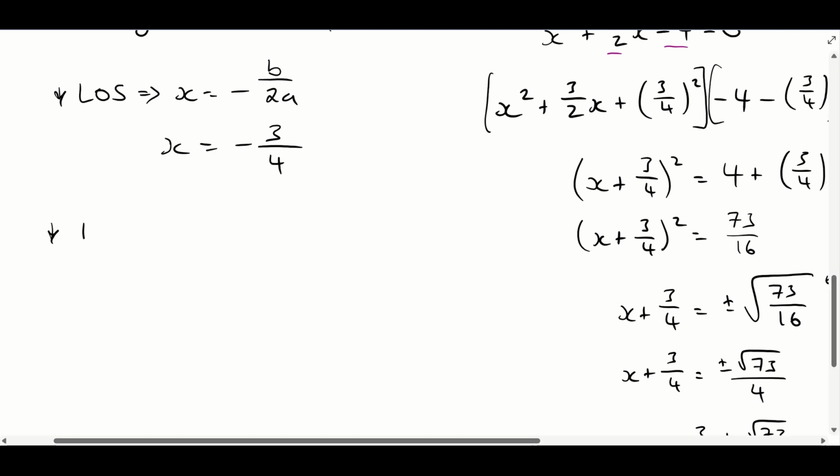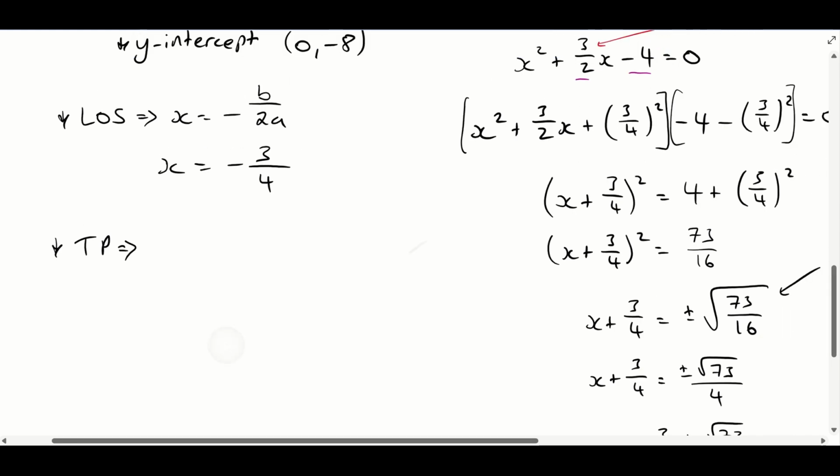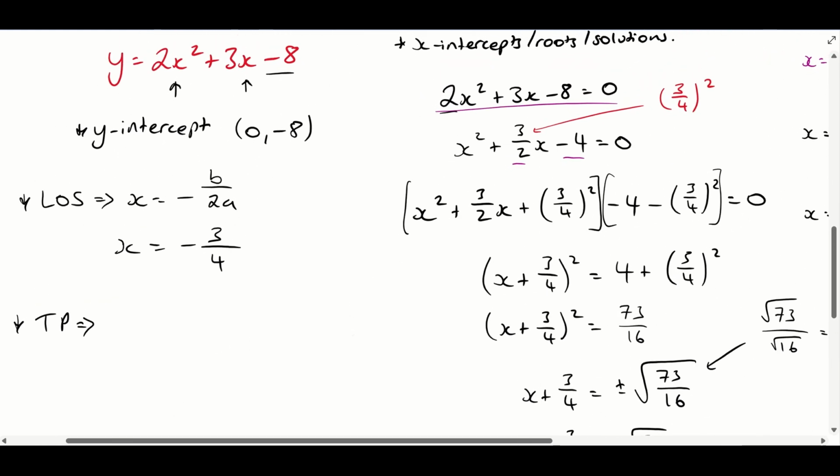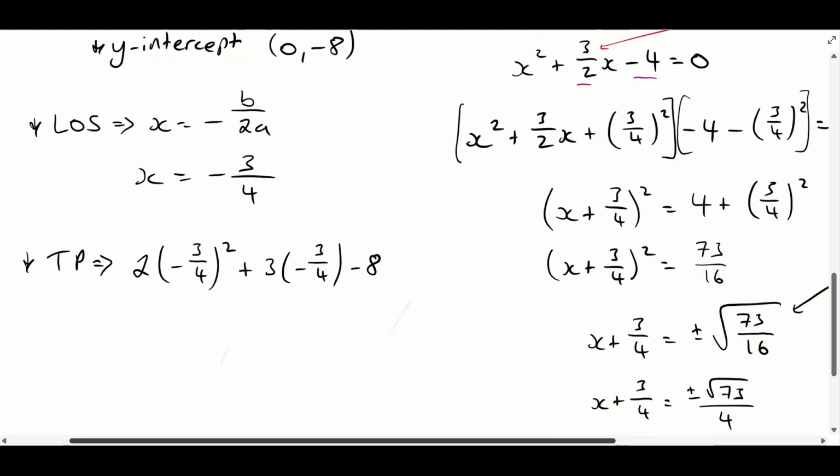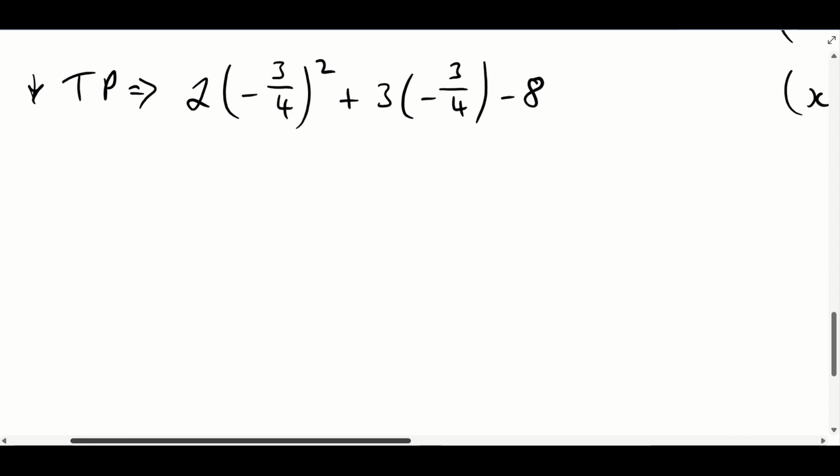Finally, for the turning point, we put our x is negative 3 over 4 into this equation. Now, this has the potential to get a little bit messy with a minus 3 over 4, but again, it's just some mental arithmetic. We can do it. So 2 lots of negative 3 over 4, all squared, plus 3 lots of negative 3 over 4, minus 8. Now, look, it's going to get a little bit nasty, but it's just sort of mental arithmetic work. It's nothing too complex, but that doesn't mean that it's easy.